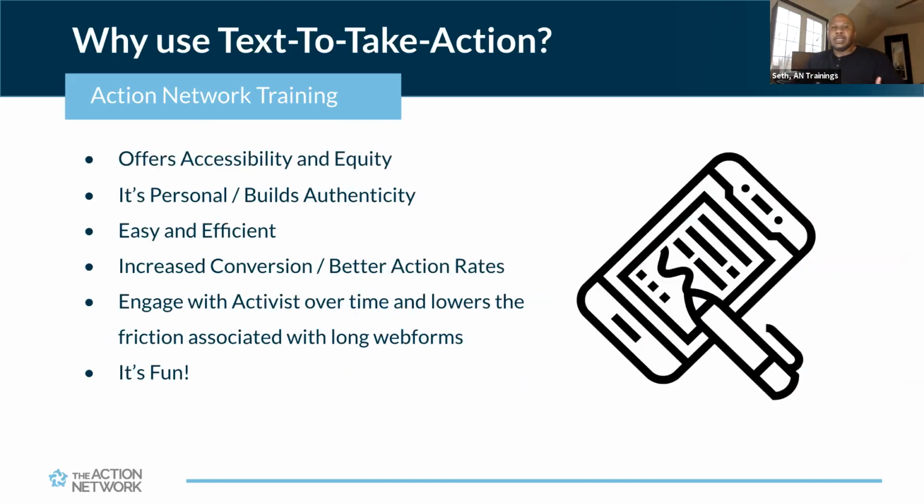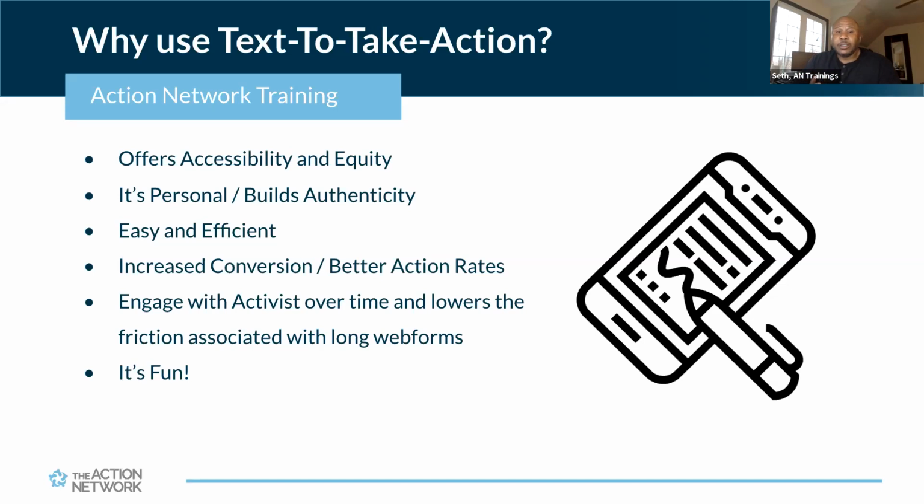So what are some of the reasons you might want to implement text to take action? A lot of times we want to have a why. It's nice to have all these wonderful tools in our toolkit, and Ackshun Network is definitely a digital organizing tool set that offers various types of tools. It depends on what your program needs, and obviously your community that you're organizing with. I just created a couple of bullets here. In my opinion, as a digital organizer, it offers accessibility and equity. People who access the internet primarily through their smartphones can now take action.